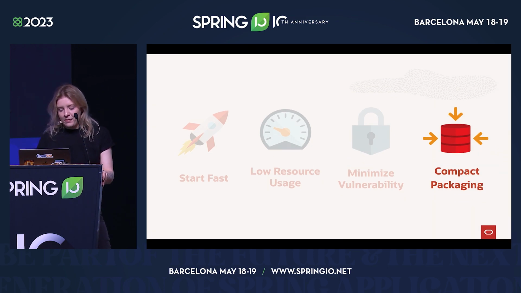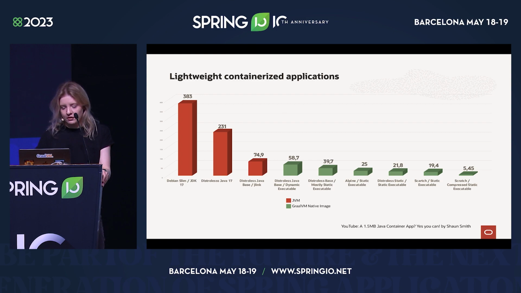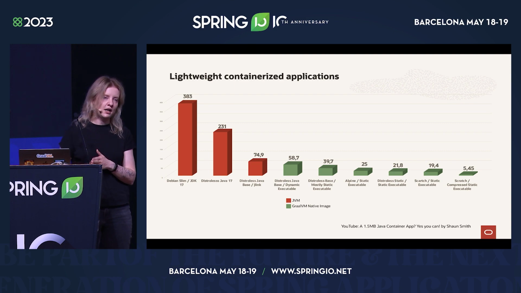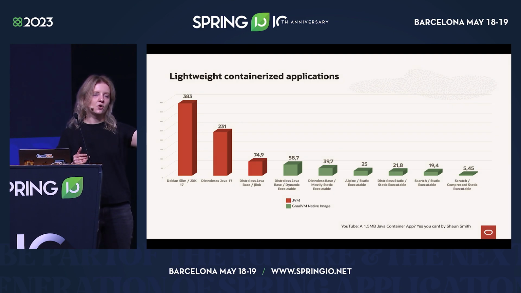And talking about compact packaging, I think Sebastian mentioned this in the morning, but just to add a few more things to it, the way you can reduce your application size with native image is quite significant. What we are looking at here is your application size when running on a JVM versus running on native image, and we are gradually going down, trying to reduce this image size as much as possible. So the red bars are running on the JVM and the green ones are running on native image.